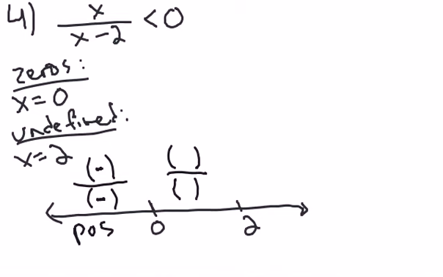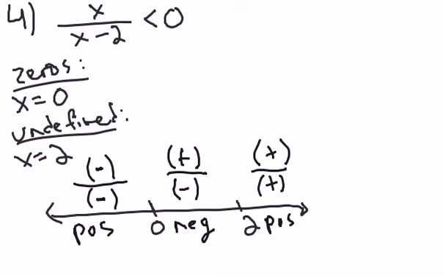A point between 0 and 2 is 1, so 1 is positive. 1 minus 2 is negative. Positive divided by negative is negative. And if you pick one over in this region here, like 3, you have a positive divided by a positive, which is positive. So remember that here we're talking about less than 0. You'll never include these vertical asymptotes anyways.